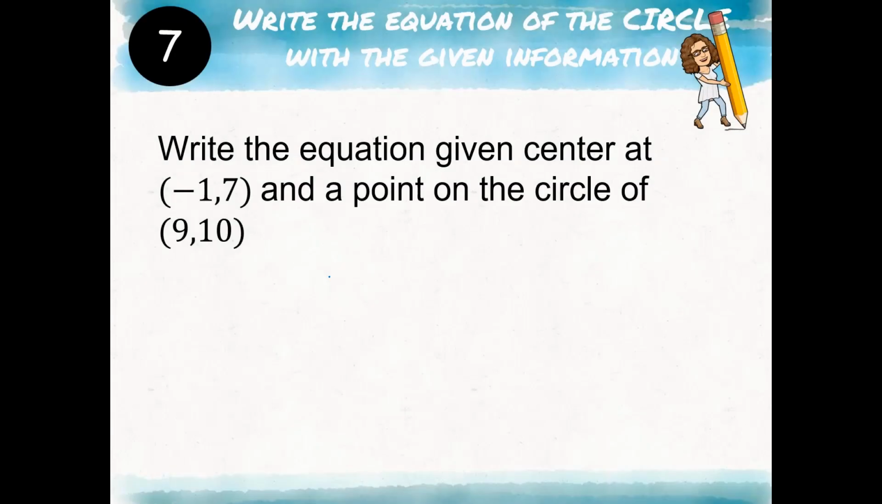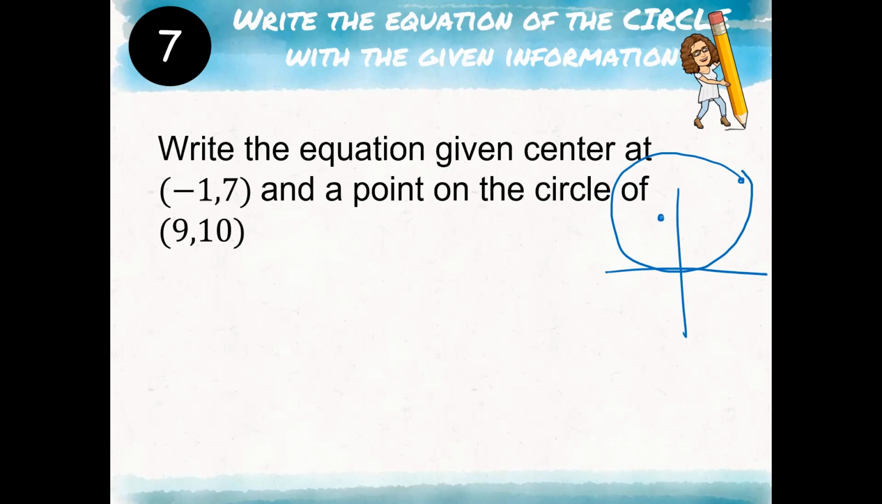Now, they're going to make us write an equation given the center of (-1, 7) and a point on the circle of (9, 10). Hold up. They didn't give me the radius. What meanie pantses. Let's do a quick little sketch. What does this look like? Well, (-1, 7), roughly there, right? (9, 10) is like here. So that must mean that my circle's doing something like that.